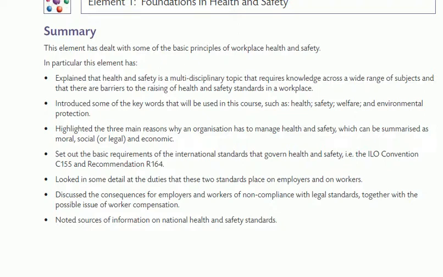Sources of information on national health and safety standards. You have the ILO, you have the websites, you have the journals. You can check them: ILO journals, ILO websites, ISO journals. You have the occupational safety and health websites too. Yes, you can check them there. These are noted information on national health and safety standards. These are bodies that set standards on health and safety, and you can check them all out to guide you. So this will be the end of chapter 1.